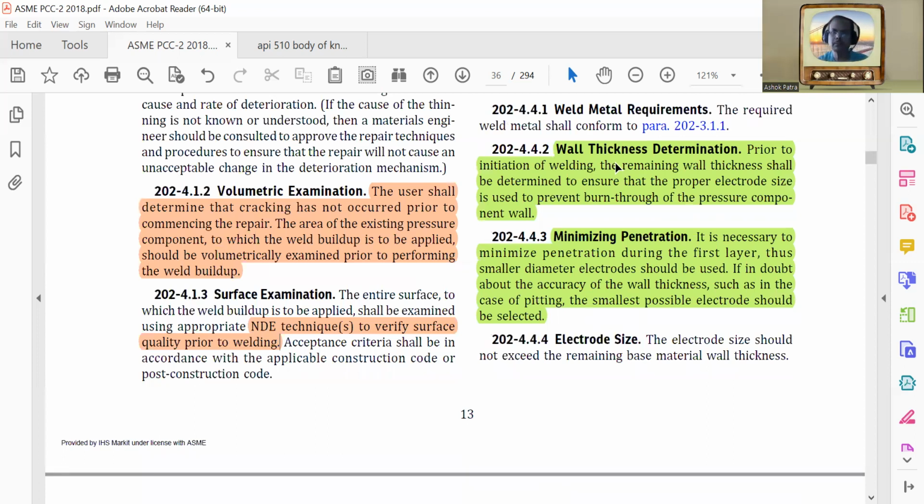Wall thickness determination prior to initiation of welding. The remaining wall thickness shall be determined to ensure that the proper electrode size is used to prevent burn-through of the pressure component wall.